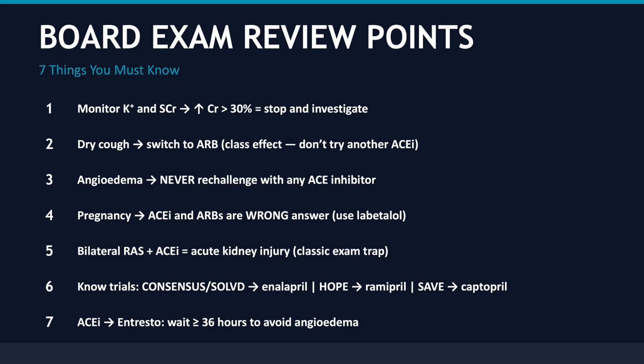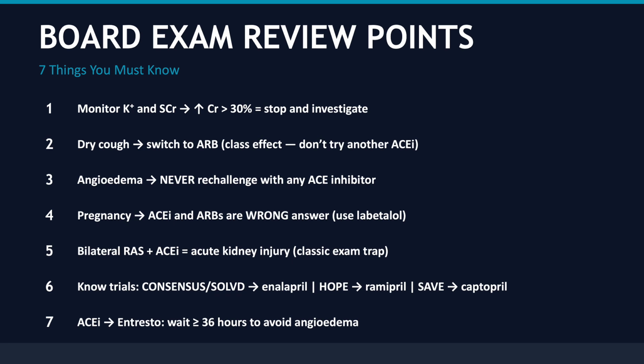Let's go over some important review points. 1. Monitor potassium and creatinine. Check a baseline metabolic panel before starting, then recheck within 1 to 2 weeks. A creatinine rise up to 30% is acceptable. Greater than 30%, stop the drug and investigate.